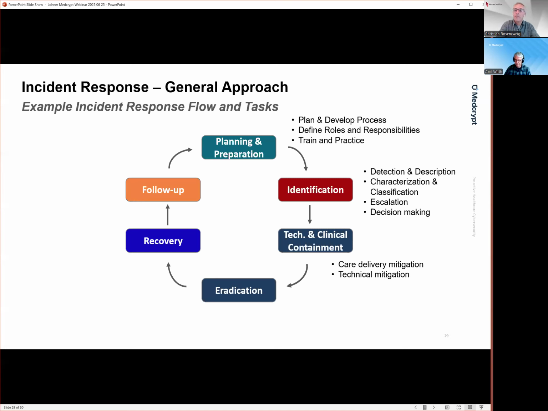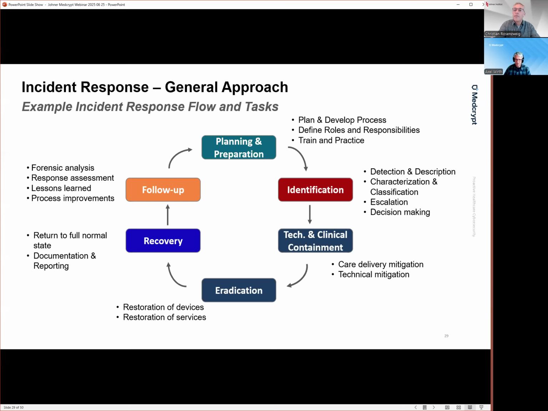The hospital may make decisions around, for example, care delivery, whether they can still accept new patients, or need to relocate patients and so forth, but also technical decisions such as, do I need to take the device off the network? Then I eradicate, restore the devices, restore the clinical service that is associated with the device, return to full normal state as part of my recovery, document everything, then have a post-market forensic analysis, which then leads to a lessons learned exercise and improvement of my overall incident response plan.